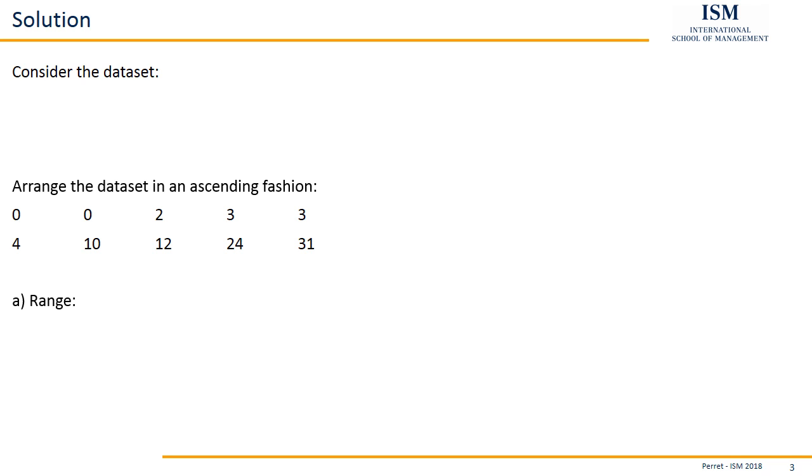We can see this directly for the first part, where we have to calculate the range. The range is defined as the difference between maximum and minimum. Maximum is the largest value in the ordered data set, minimum the smallest value. So we take the largest, the 31, and the smallest, the 0, and calculate 31 minus 0, and we get, as a range, 31.